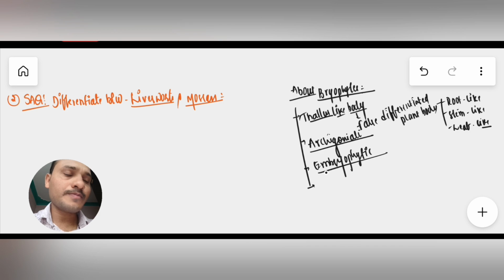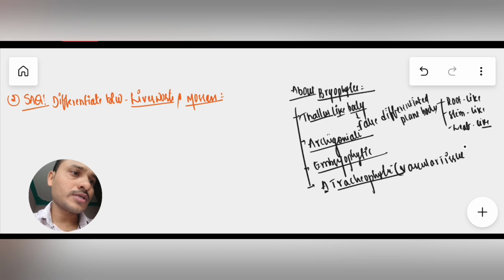And here they are atracheophyte, very important, a tracheophyte plant body. Here 'a' means absence, so atracheophyte means they do not contain vascular tissues. Here vascular tissues are nothing but xylem and phloem. So water-conducting and food-conducting tissues are absent, hence 'a' means absent, an atracheophytic plant group.